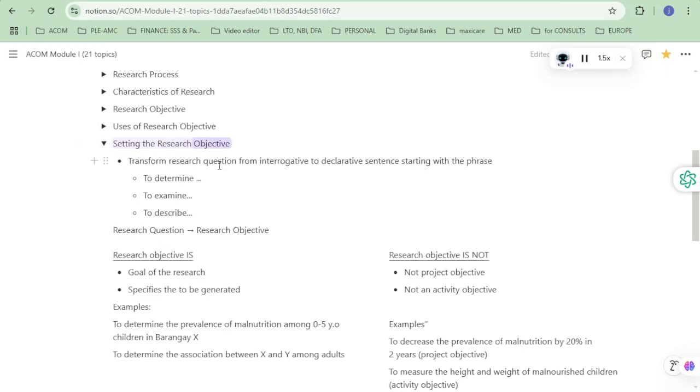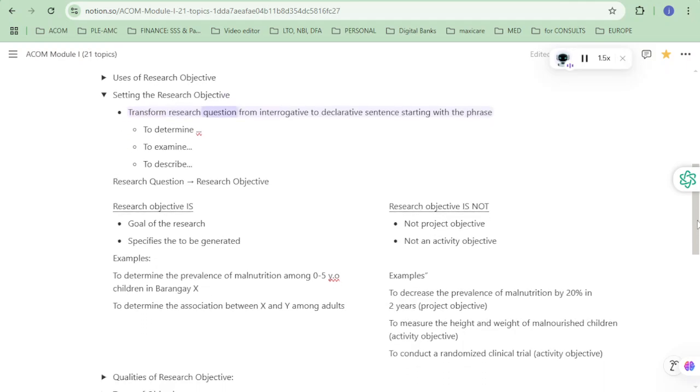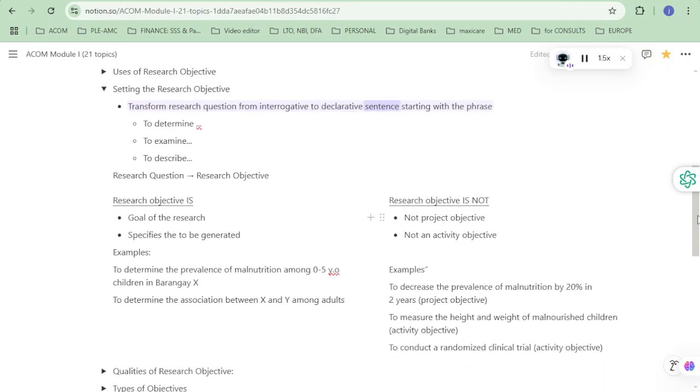Setting the research objective: transform the research question from an interrogative to a declarative sentence starting with the phrase to determine, to examine, to describe. Research question leads to research objective. The research objective is the goal of the research and specifies the knowledge to be generated. Examples: to determine the prevalence of malnutrition among 0 to 5-year-old children in Varanasi; to determine the association between X and Y among adults.